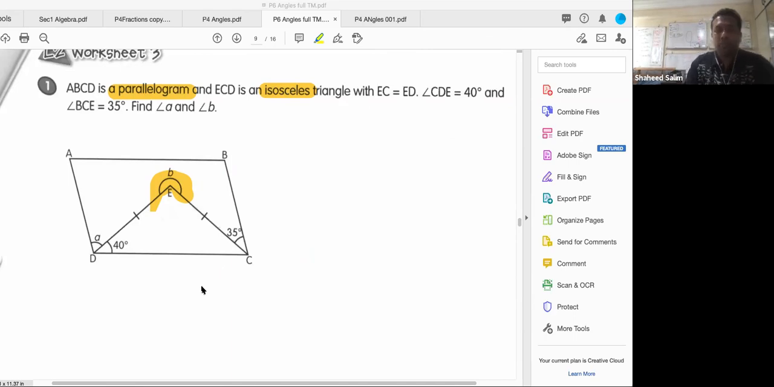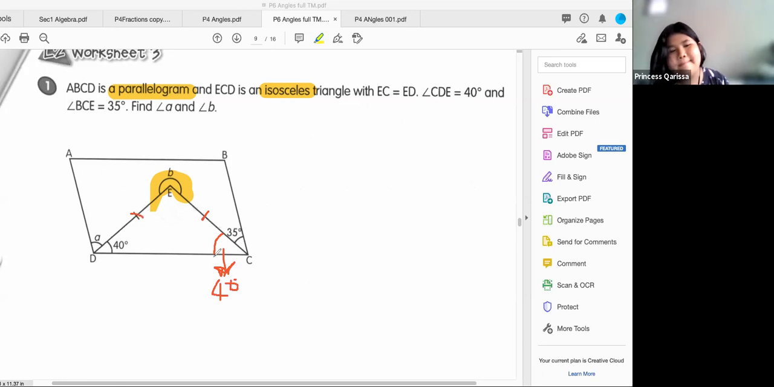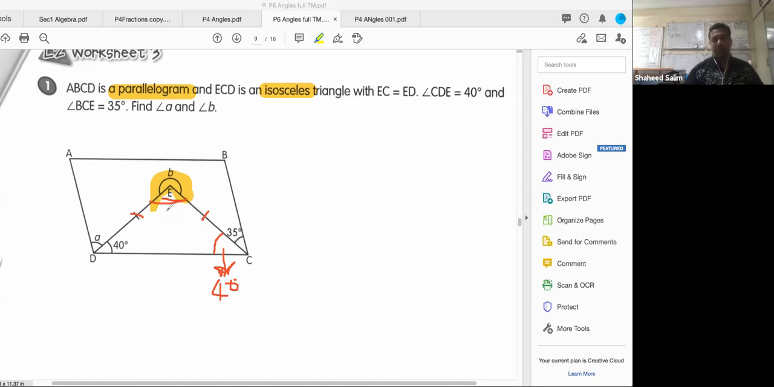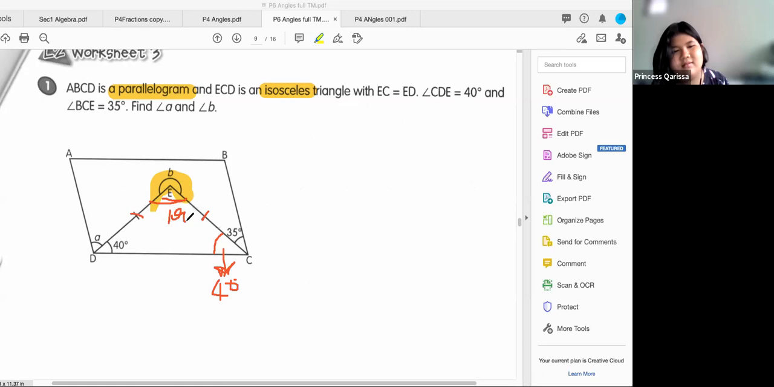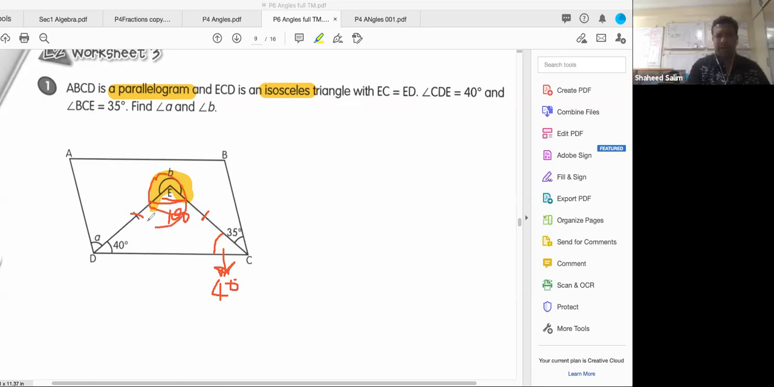Now we will ask Putri. Putri, come, unmute yourself. What is this angle down here, Putri? Putri, no need to calculate. Look, isosceles, two angles are the same. So this angle is 40 degrees. Can you find this angle then? 40, this one's how much? 100. So the whole thing down here is 360.